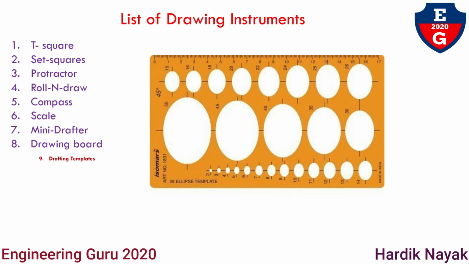They are especially useful when shapes and symbols must appear on the drawing a number of times. Templates are usually made of transparent green or clear plastic. They are available in a variety of shapes, including circles, ellipses, hexagons, triangles and arcs.